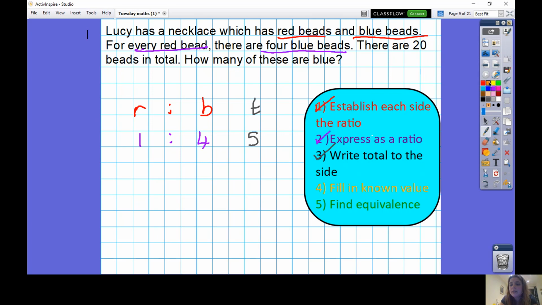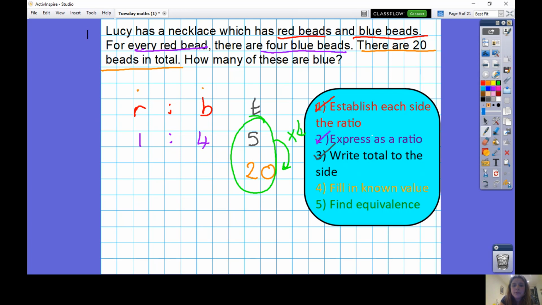Okay, now go back to the question and fill in the known value. There are 20 beads in total. That's not red, that's not blue, that's total. So I'll fill in 20 for the total. Now I use my equivalences. How do I get from 5 to 20? I look in the column where I've got everything.